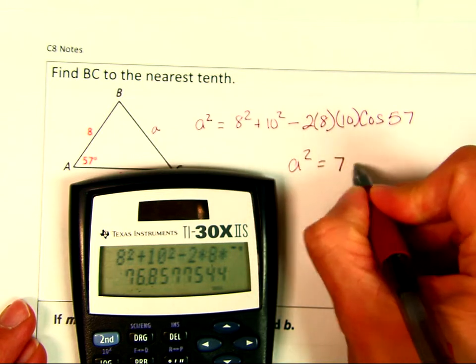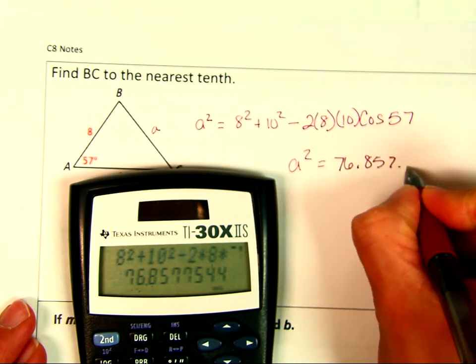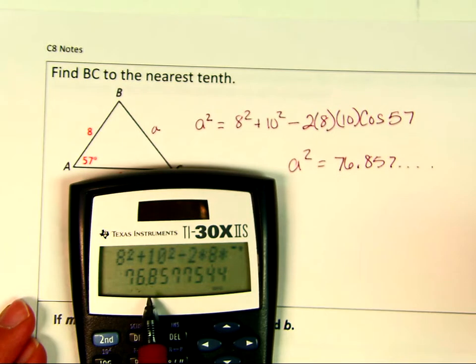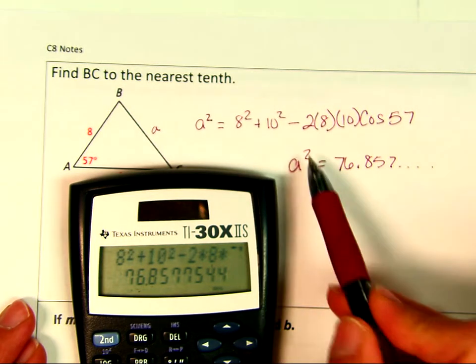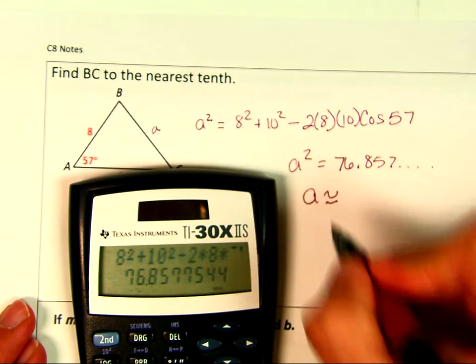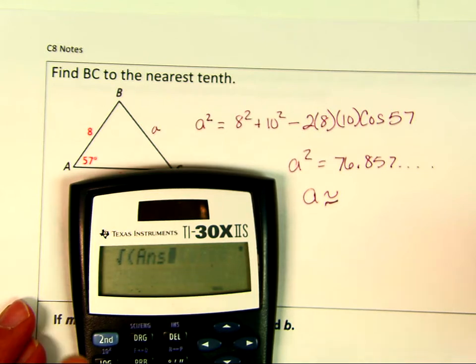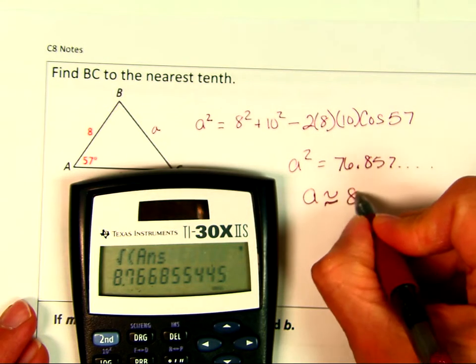Now here is what you must remember. It gave me a squared. That's the formula, a squared, but I don't want a squared. I want a. So I need to take the square root of that a squared. I'm going to press second, square root, and then second, answer, because the answer I just asked it for is going to be given back to me. And you can always double check.